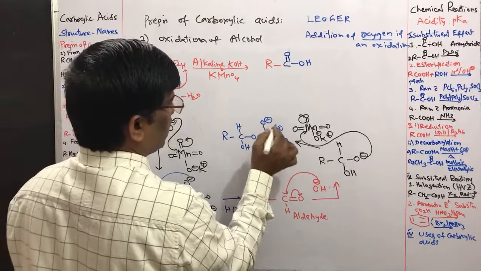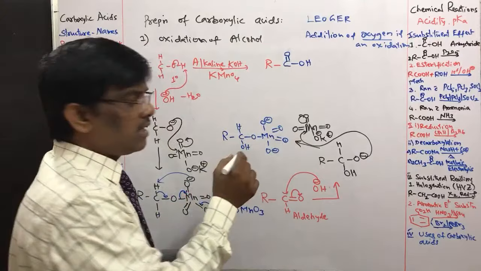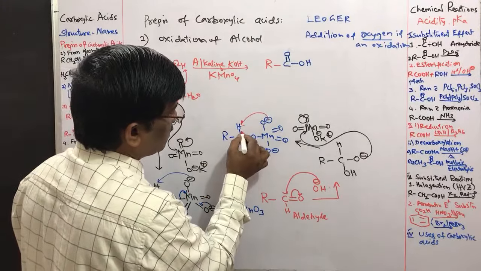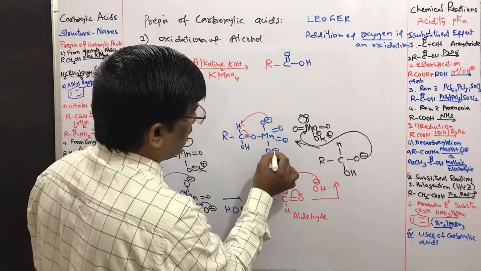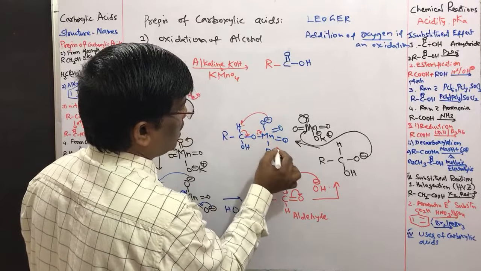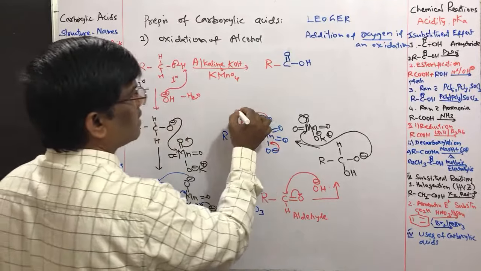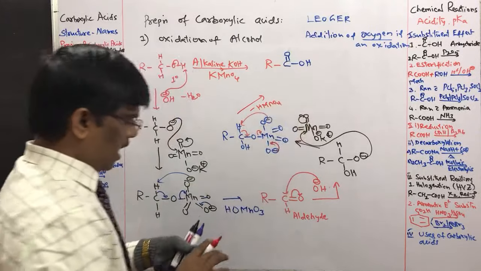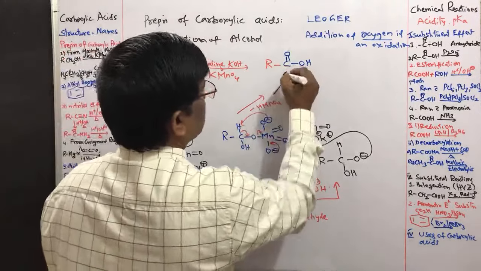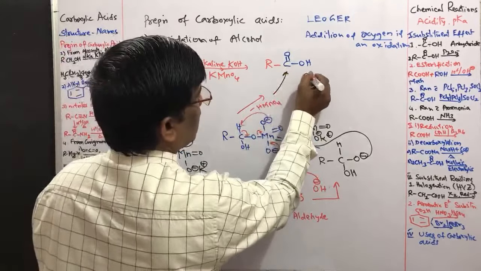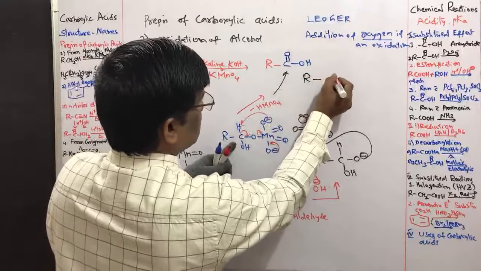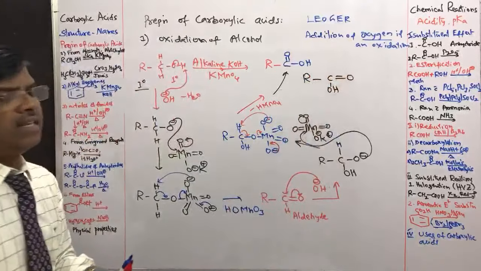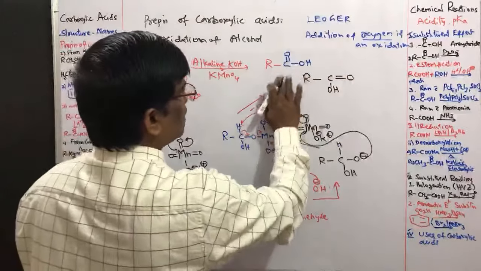Yes, plus 7. So now this hydrogen is going to be taken up by this, and it is going to form a double bond, and it is going to form HMnO4 minus, and it is going to give acid, right? So let me write R, this OH, and now double bond O. What is this? This is the acid we are going to get.